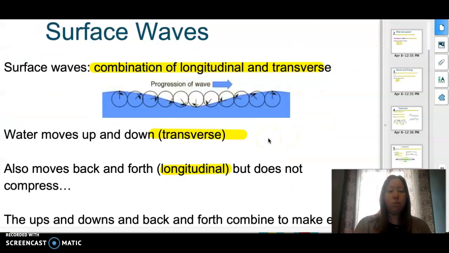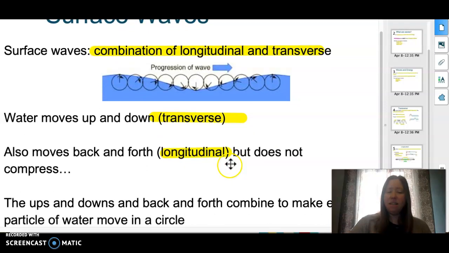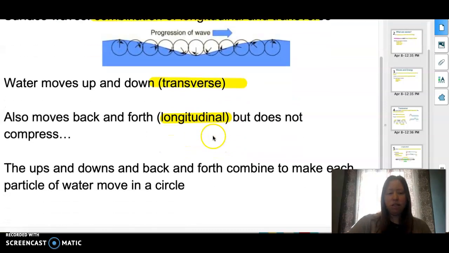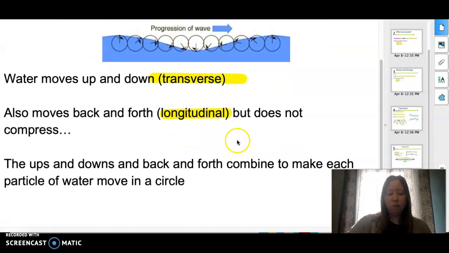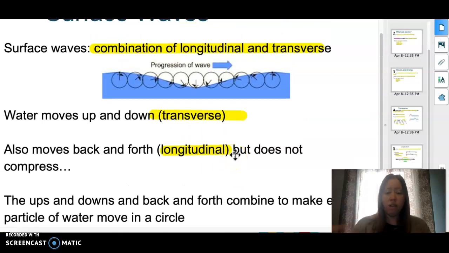All right, so surface waves. Surface waves are a combination of both longitudinal and transverse. It's about water. Surface waves are usually in water. There's an up and down movement, which is transverse, and there's a back and forth movement, which is longitudinal. But it doesn't actually have the compressed part. So these up and down and back and forth movements combine to make the water movement and the water circles that you have seen if you look at water.